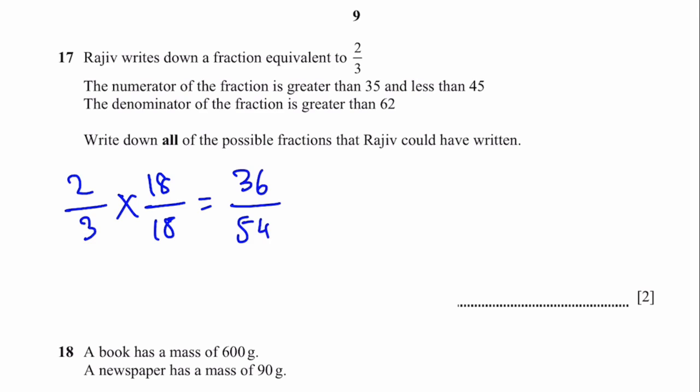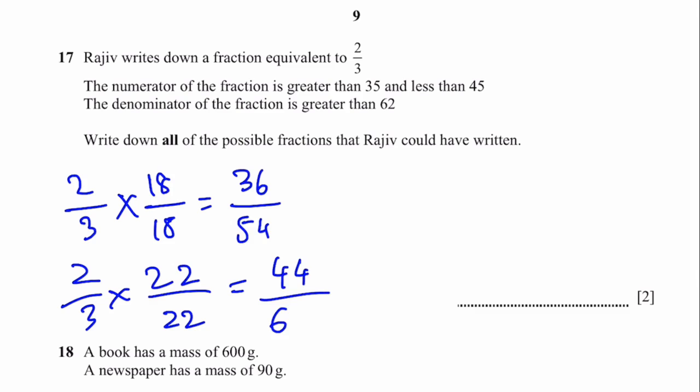Now this one, the numerator is greater than 35 and less than 45, that means the greatest one less than 45 will be 44 for the numerator. That'll be 2 into 22. So you multiply the denominator by 22 as well. So 2 by 3 into 22 on both sides, that'll be 44 by 66. This is the largest possible that you could have written for the numbers on the numerator and denominator.